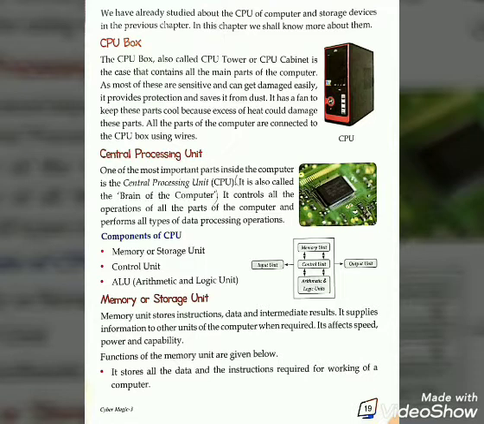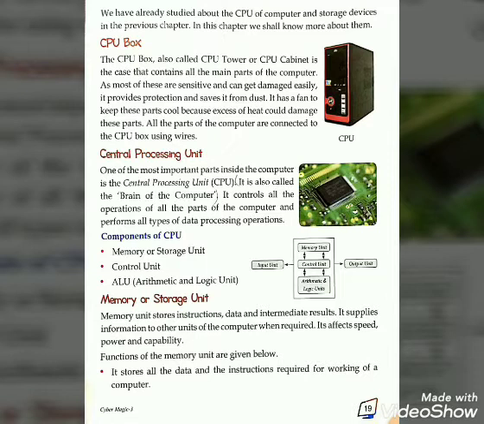Okay, now come to the next one, memory or storage unit. We know that the memory unit stores instructions, data and intermediate results. How? It supplies information to other units of the computer when required. It affects speed, power and capability. Now here the functions of the memory unit are given below.